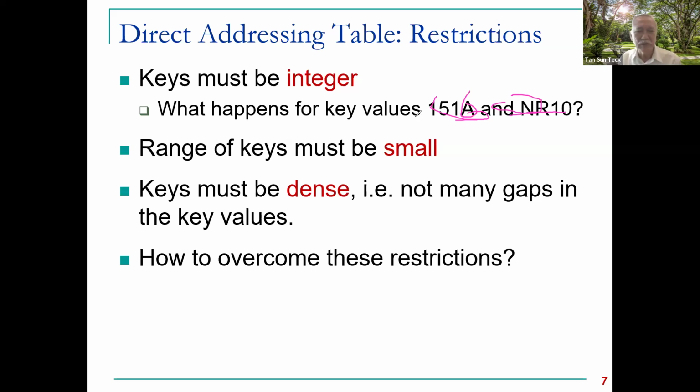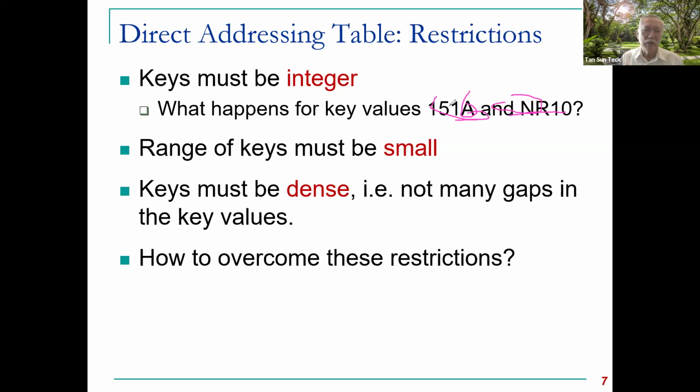The matrix number has 7 digits, and straight away you're supposed to create a table so big to store all the students. That is not possible, right? So this range of keys must be small, related to the problem of not overusing the memory space, wasting the memory space and so on. The key must be dense, not many gaps in between the key values.